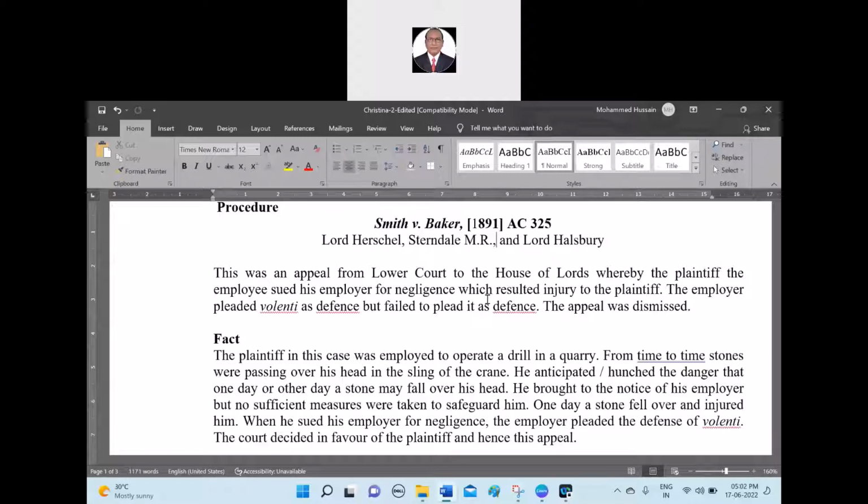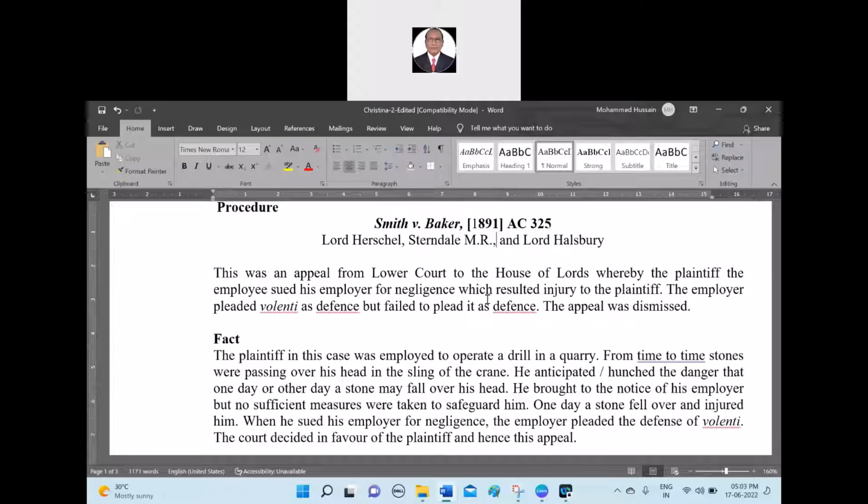He sued for the negligence which resulted in injury to the plaintiff. The employer pleaded, what did the employer say? The defense of volenti non fit injuria is applicable, but it failed as a defense. Then lastly, you have to write what happened to the case, the result of the case. What happened here? Say in a sonorous voice: the appeal was dismissed.